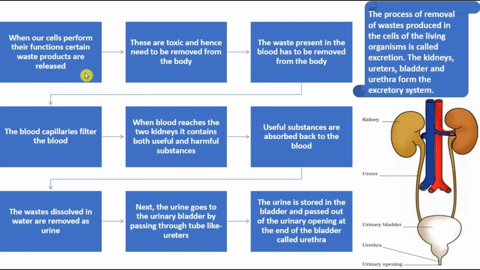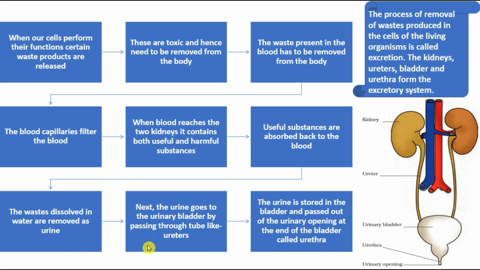When our cells perform their functions, certain waste products are released. These products are toxic and hence they need to be removed from our body. The waste present in the blood has to be removed from the body, of course. The blood has to be purified, and the blood capillaries filter the blood. When the blood reaches the two kidneys, it contains both useful and harmful substances. The useful substances are taken back into the blood for further use, and the harmful substances are dissolved in water and removed as urine.